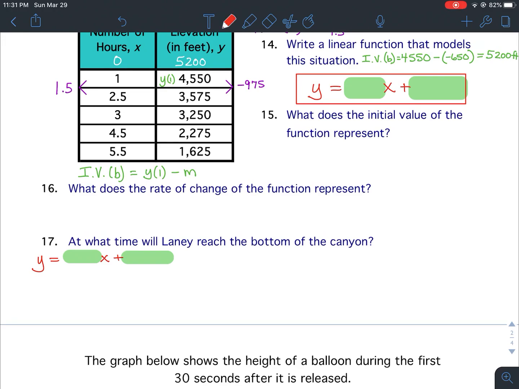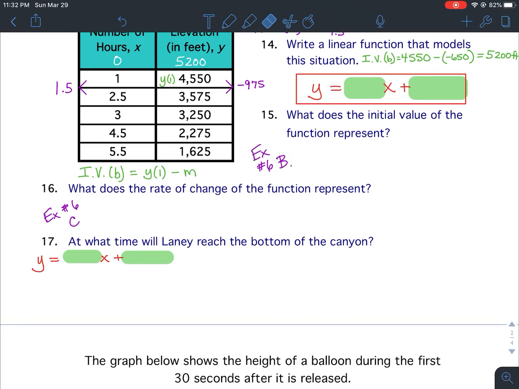Okay, for 15 and 16, I'm not helping you with 15 and 16. I want you to go to your notes, go to example 6 of the notes. So this is example 6. And for 15, look at problem B. It's the exact same thing. For 16, go to example 6 and look at C. It's the exact same answer. So I'm not helping you with 15 and 16. You can go to your notes and find those answers on your own.